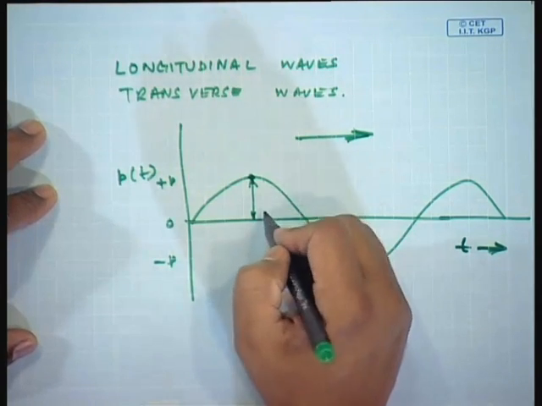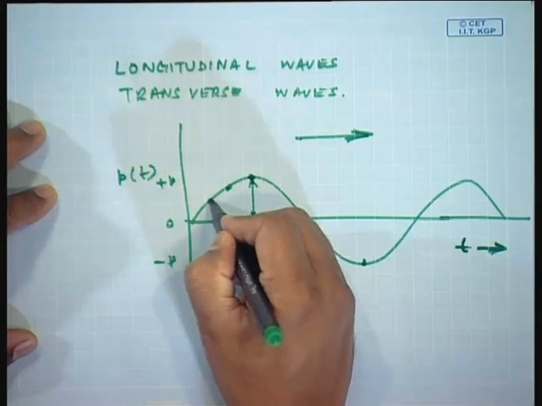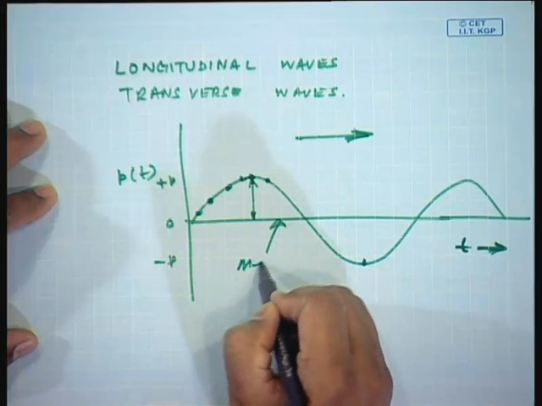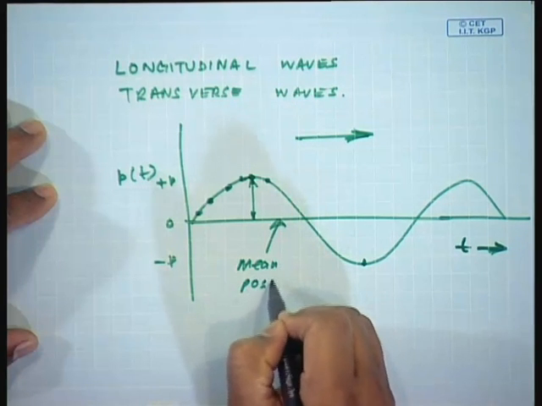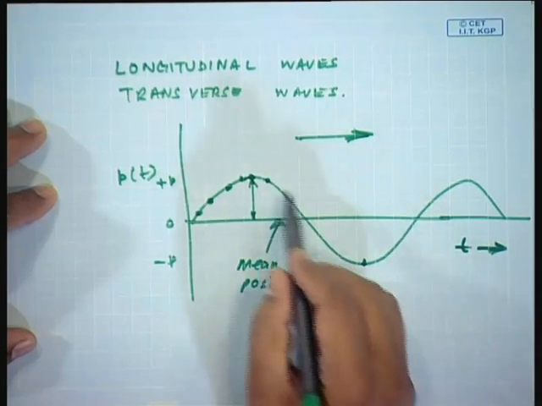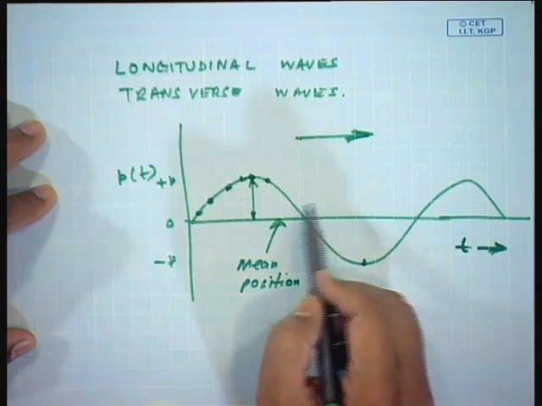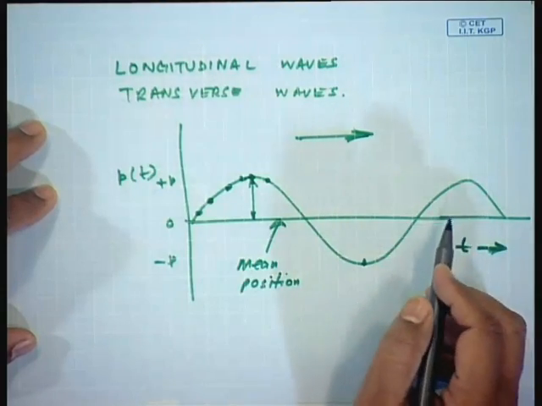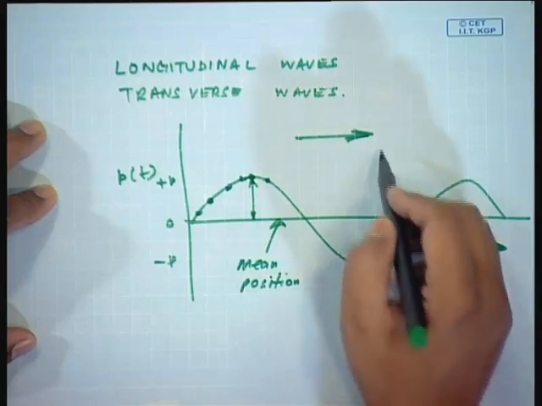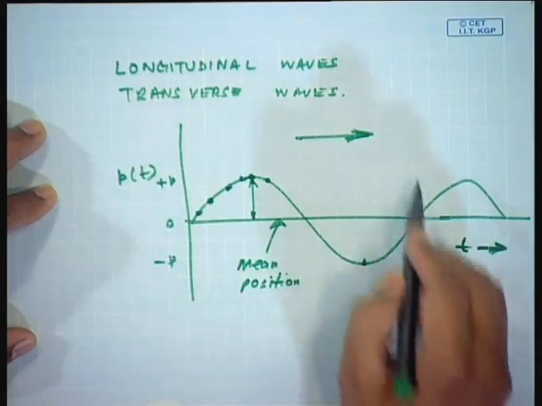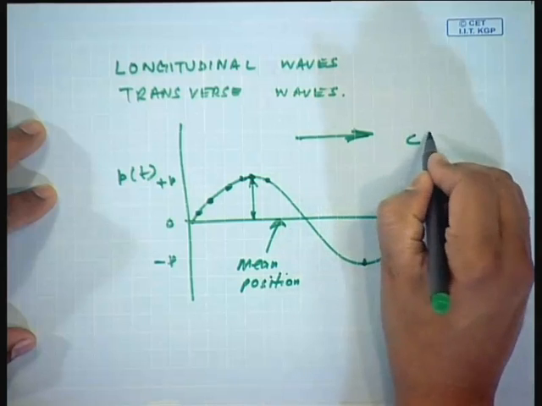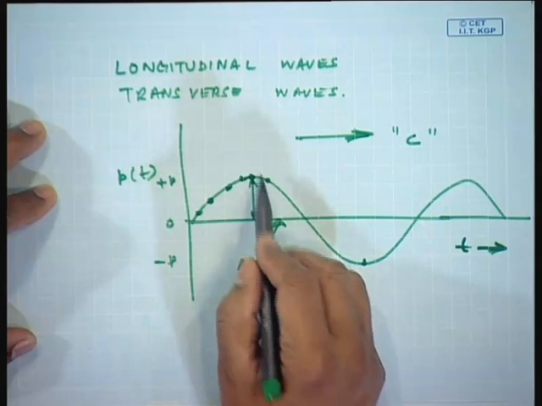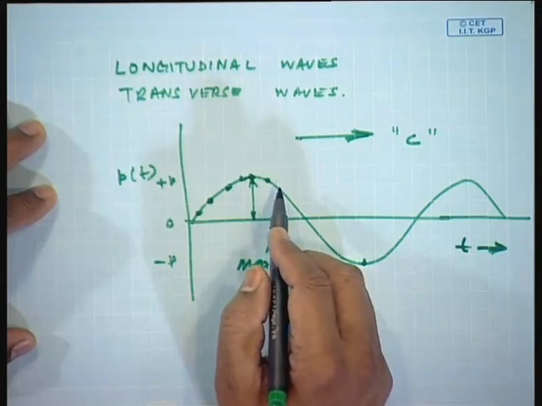Every particle here is oscillating about its mean position. This is the mean position. These particles themselves do not move, but they transmit the energy to their successive particles, as you would have studied in longitudinal waves. So, there is the speed of propagation of the wave front along this direction, and that is the speed of sound in the media. But the particles themselves oscillate with a different velocity.